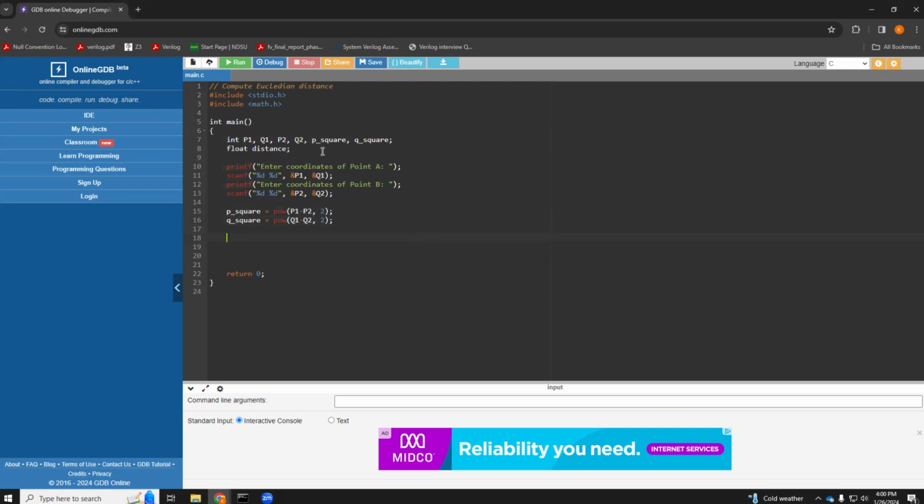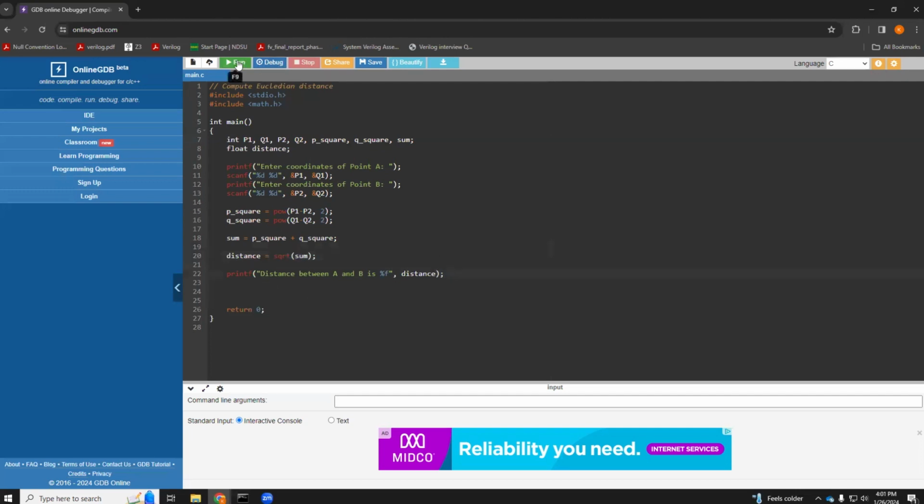Next, I can calculate the sum, and I can write sum equals P squared plus Q squared. And then I can calculate the distance by invoking the square root function and passing the sum. And finally, I can have a printf which says distance between A and B is %f, comma, distance. So I have used the power function. I have used the square root function.